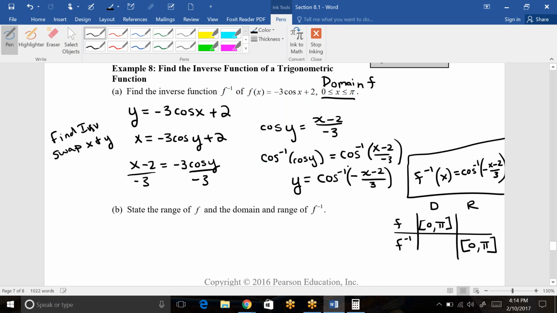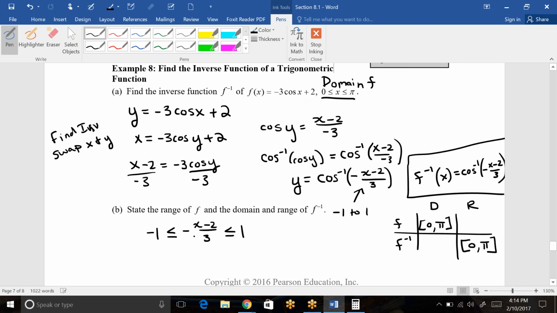So that's there. Now to find the range of the original, you have to remember that the cosine inverse input inside here has to be between -1 and 1. Remember, that's our restriction for the inverse of cosine. The x has to be between -1 and 1. So we set that inside part in between -1 and 1.